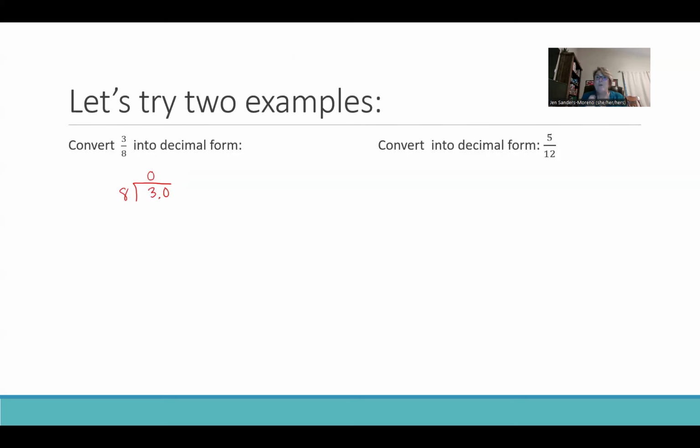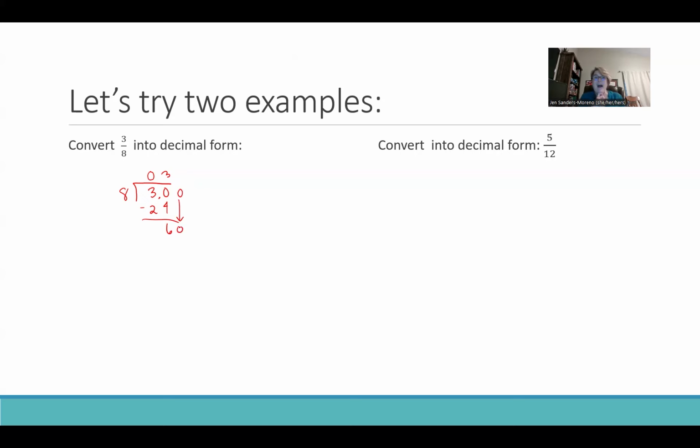Okay. Now we're going to ask our students, how many times does 8 go into 30? So they're going to need to know their 8s. 8 times 3 is 24. 8 times 4 is 32. So it looks like 24 is our closest. I subtract down and I get a 6. Okay. We're not done. We've got to add another 0 to keep this going.